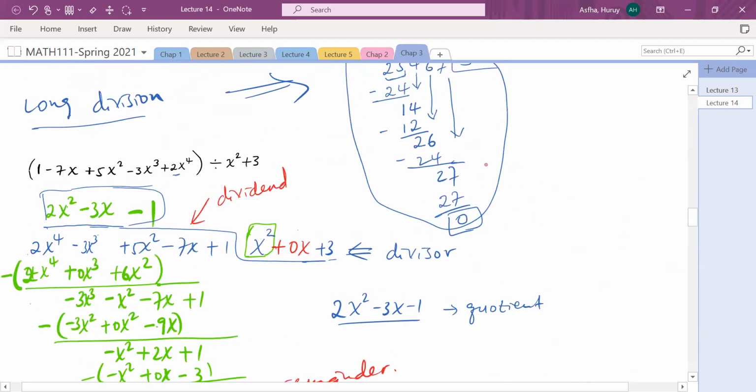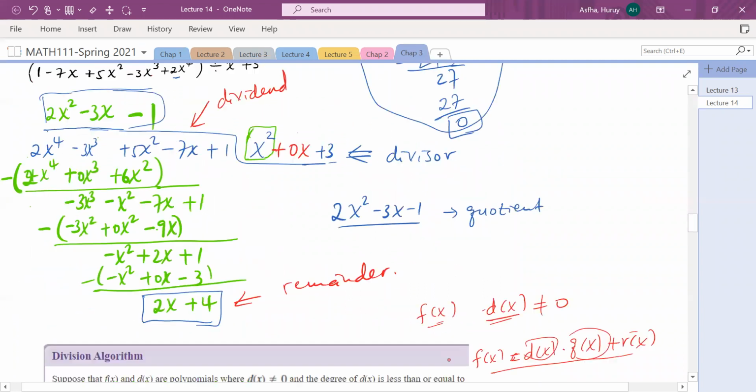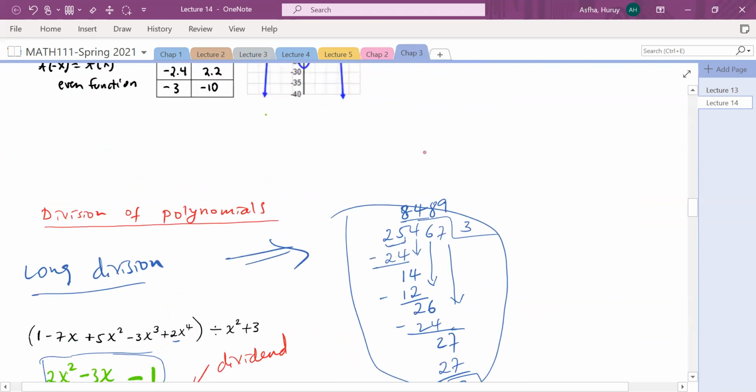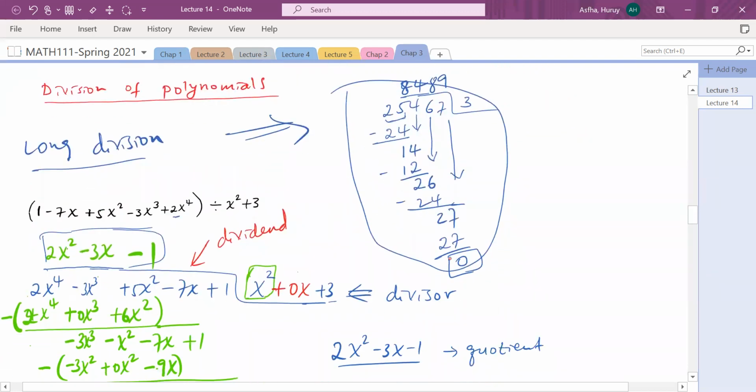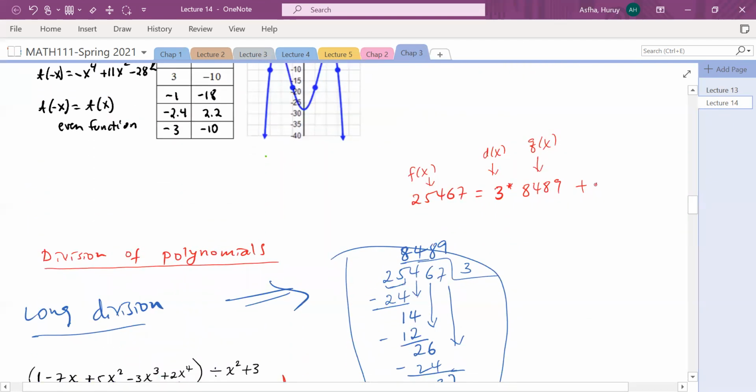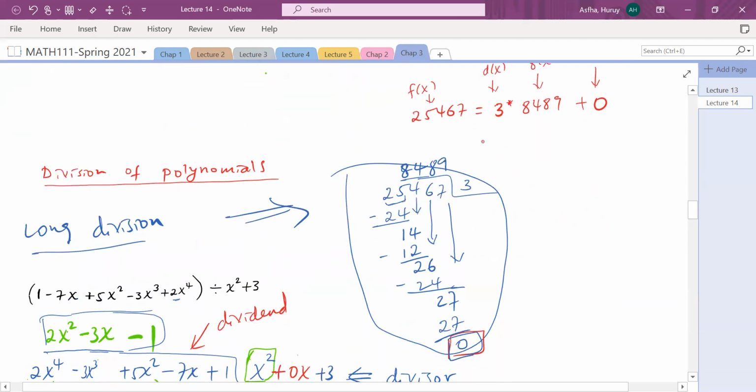And you can even use the real numbers that we did earlier to write this. So for this one, I can write 244.67 is the same as 3 times 8,489, where in our case this is d of x, this is f of x, and 8,489 is q of x, plus, in our case here, the remainder is 0. So let's just put it here, and this is r of x. So using real numbers, we can still write the same way. This is what we are calling the division algorithm.